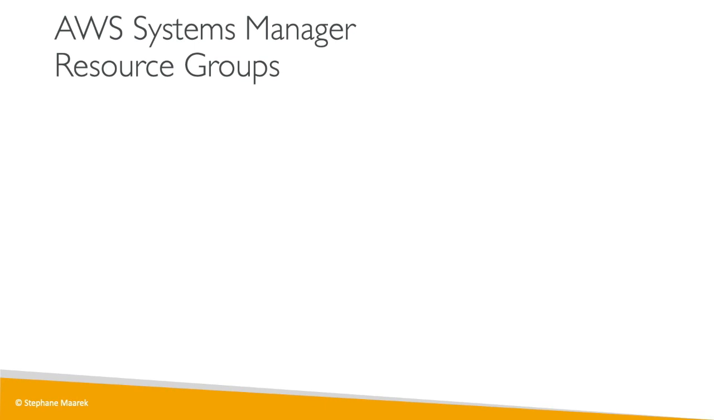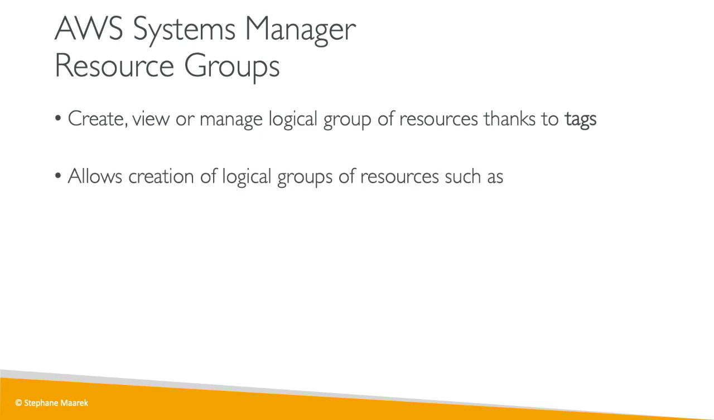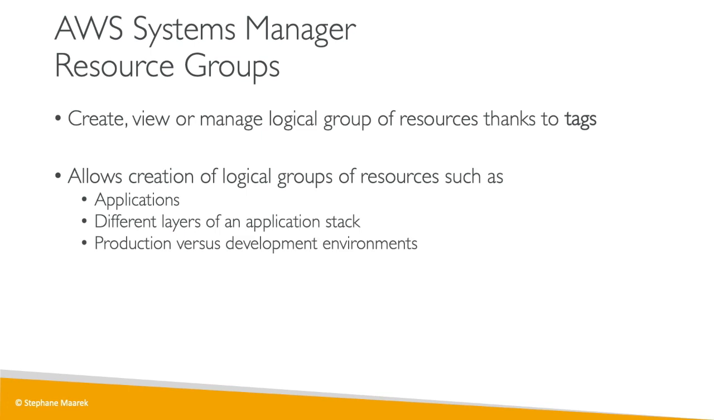Now for resource groups onto Amazon Systems Manager. We're able to create, view, and manage groups of resources using these tags. And so we can create logical groups of resources in SSM, and we can create groups such as applications, or different layers of an application, or maybe production versus development environment. So we'll have a play with this. And this is something you can do from within SSM. The reason you would do this is to get an overview of all these resources that share the common tag.